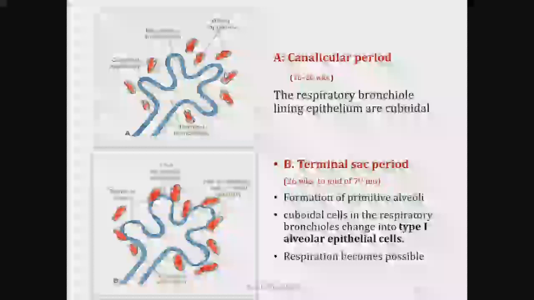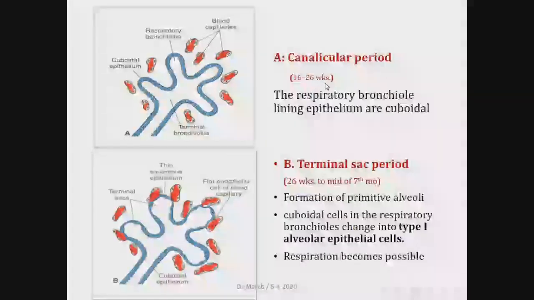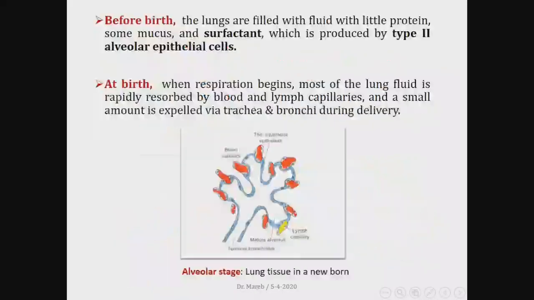Now look here, this is the canalicular period, which is between 16 and 26 weeks. There are only respiratory bronchioles, and these are lined by cuboidal epithelium. After that, you can see that the cuboidal epithelium starts to change to thin squamous epithelium in the terminal sac period, and there will be formation of primitive alveoli, lined by thin squamous epithelium, and this is now called type 1 alveolar epithelial cell. The blood capillaries come in close contact with this epithelium, so respiration becomes possible.